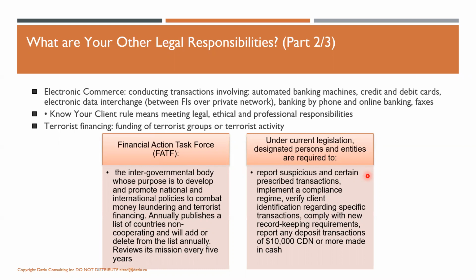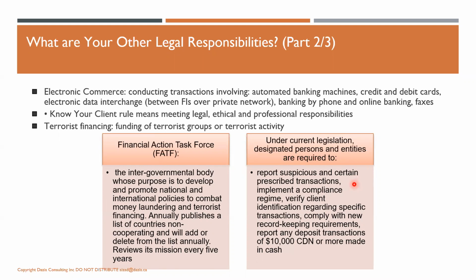Terrorist financing: if money is coming from any terrorist group, you have to make sure you are aware of that and report it. FATF is international. Different governments cooperate as intergovernmental bodies to inform about money being transferred worldwide between different countries, and about terrorist financing. They publish a list of non-cooperating countries, and they add or delete from the list annually. They review the mission every 5 years. And they share information if somebody is transferring money between different countries. So you have to report any suspicious transactions.